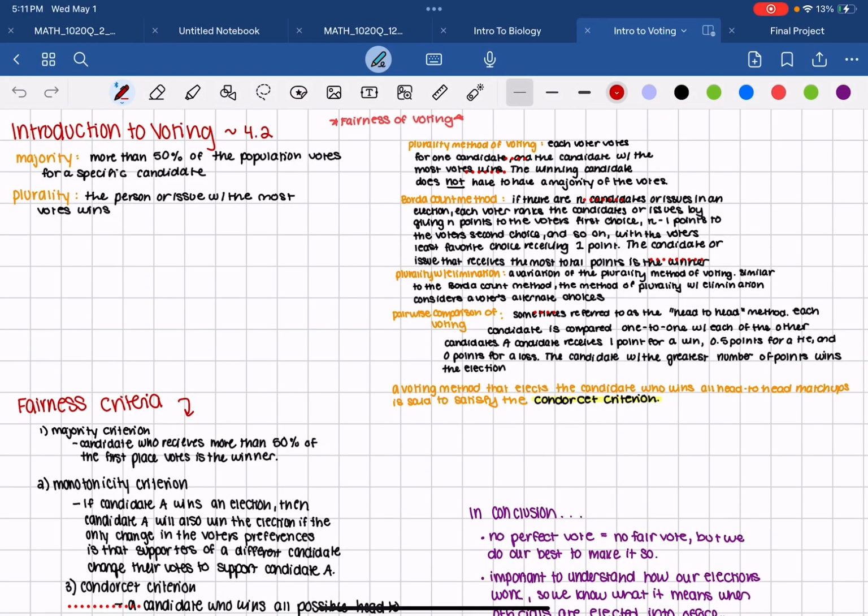Hi guys, my name is Maddie, and today we're going to be learning about section 4.2 in our textbooks, which is titled Introduction to Voting. In this section, we're going to be discussing the four different voting methods and how we can make those voting methods fair.